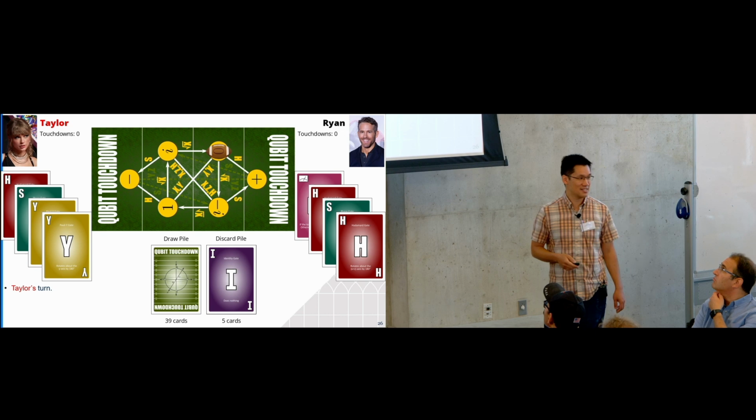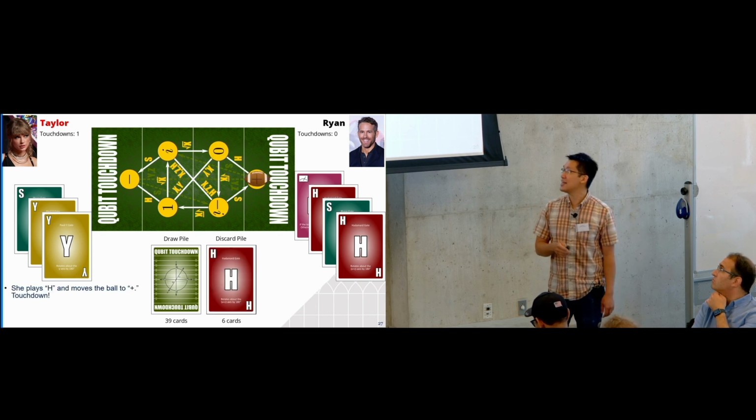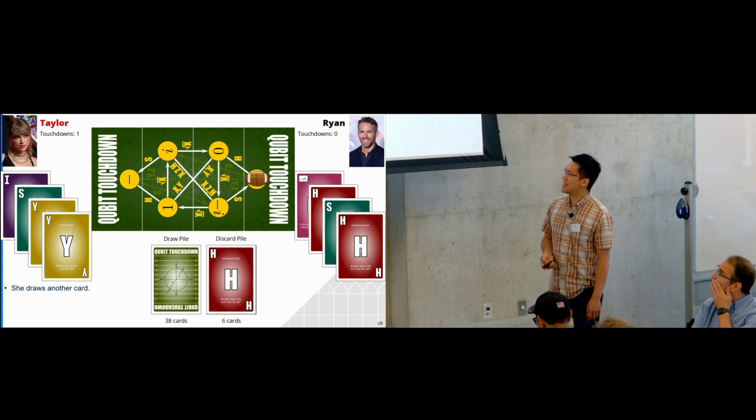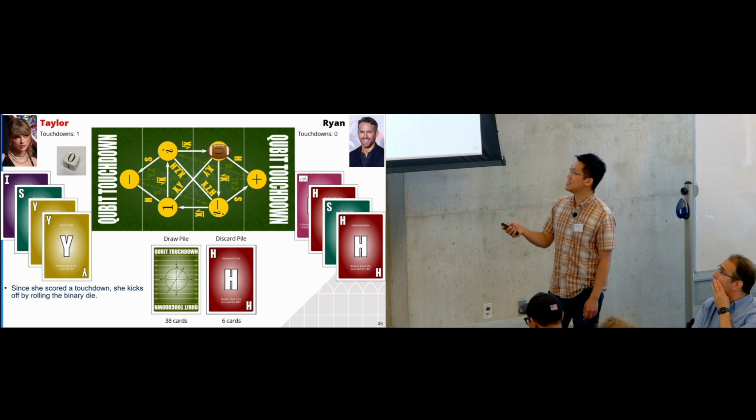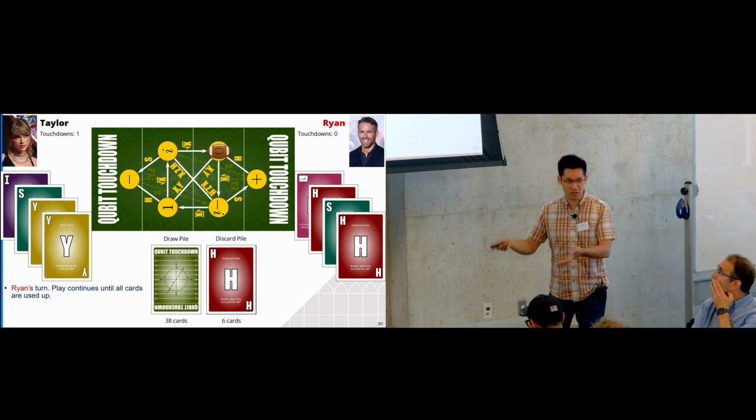What is she going to do? Play an H and score that touchdown. Okay, so now it's 1-0. She draws another card, and she just scored a touchdown, so she's going to kick off. So she kicks off by rolling the die. In this case, it's 0. And then Ryan will then return the ball, and they'll keep on playing until all of the cards are used up.